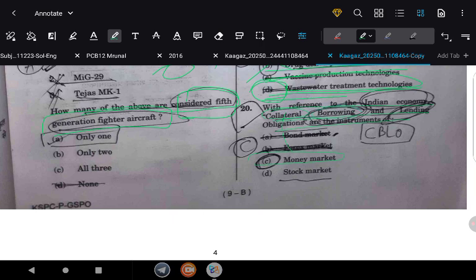Collateral borrowing and lending, so you can see these words are related to banking, and banking is covered in the money market with respect to, say, treasury bills or whatever the deposits. It is for less than 1 year. So the stock market is not collateral borrowing or lending. Forex is not collateral borrowing or lending.